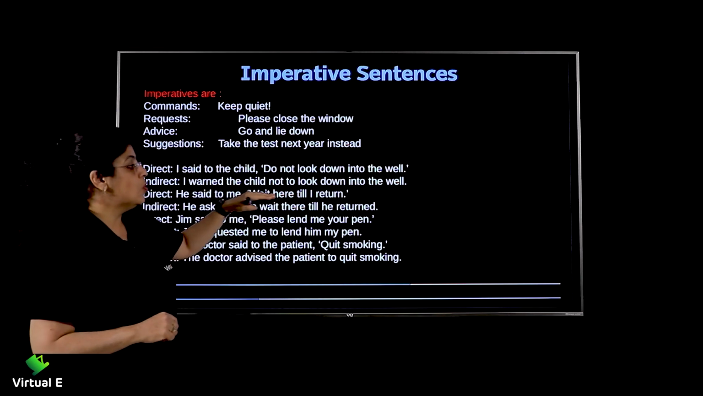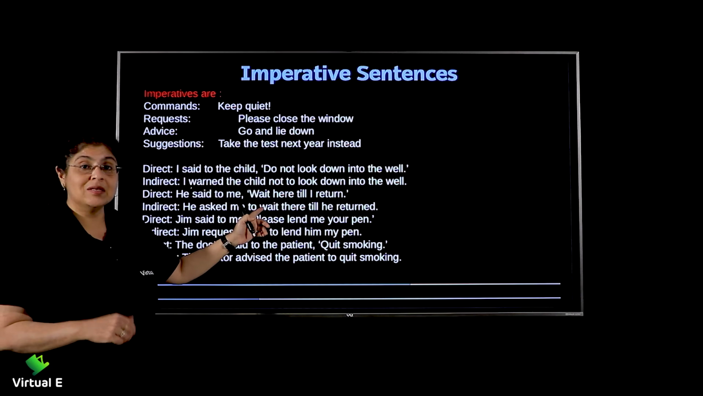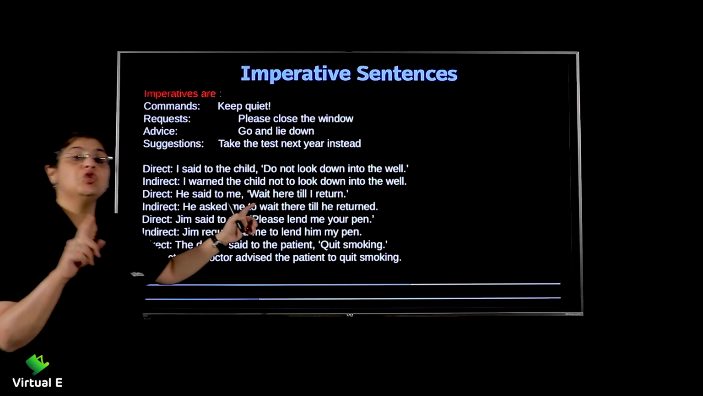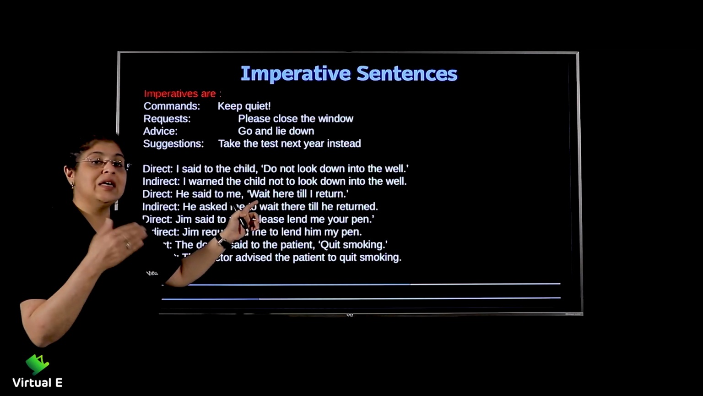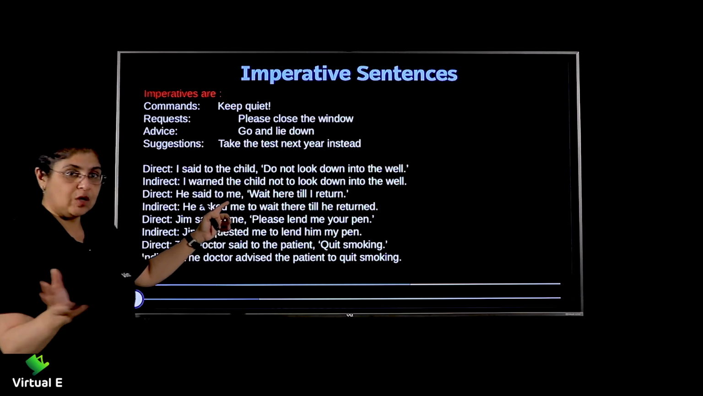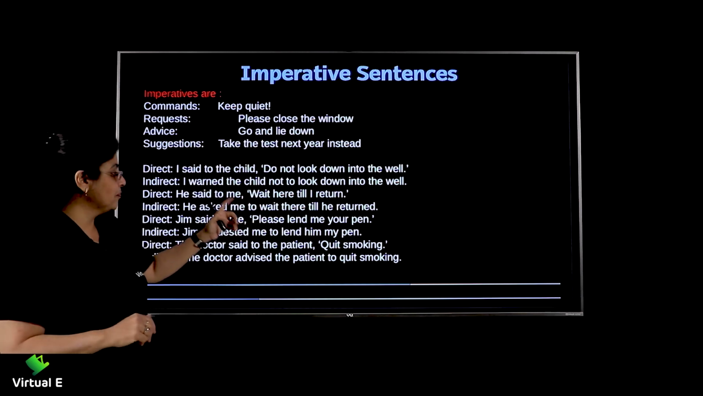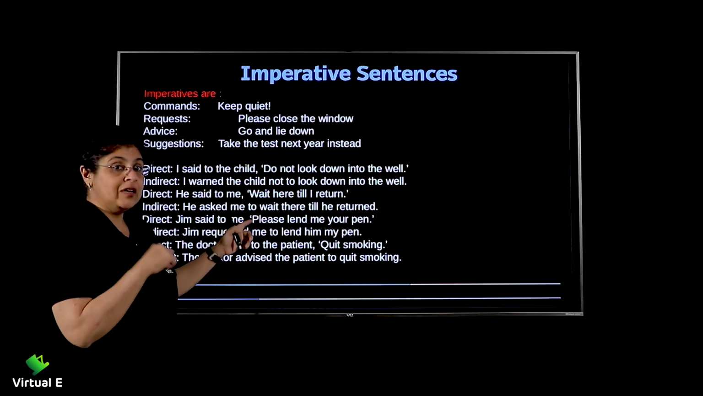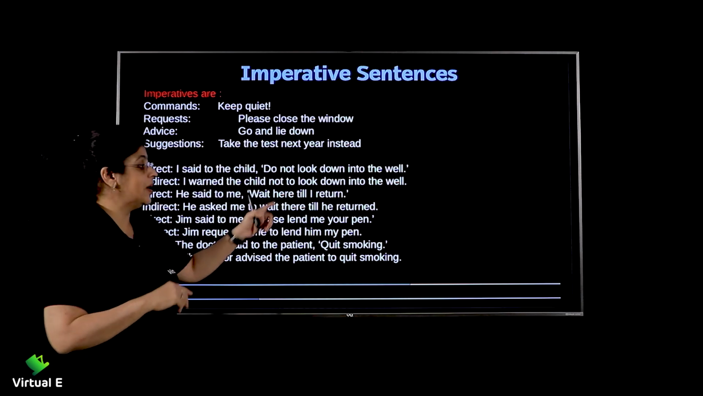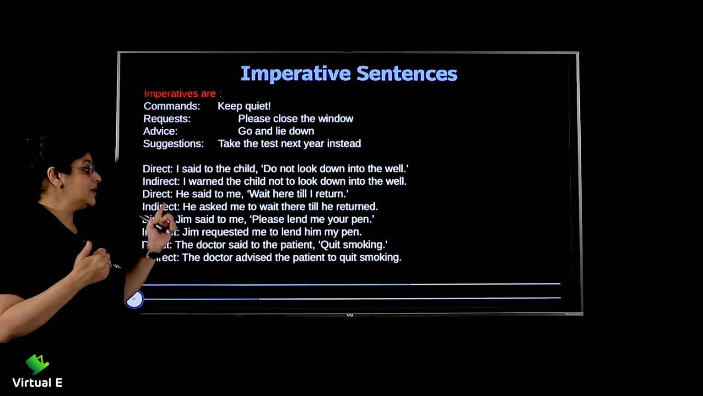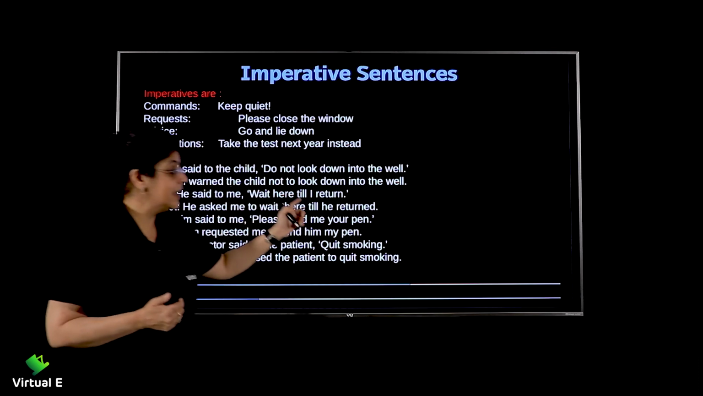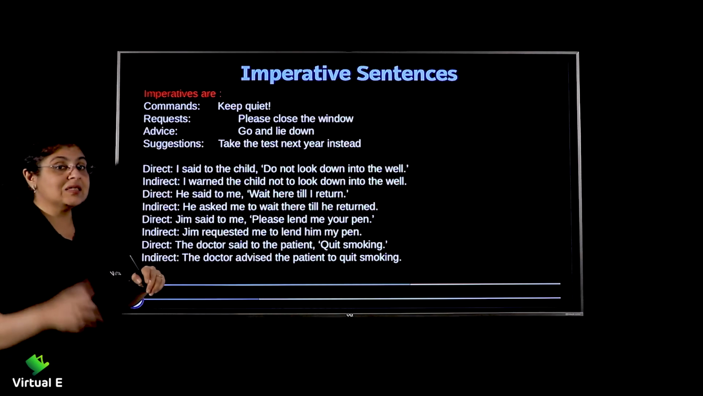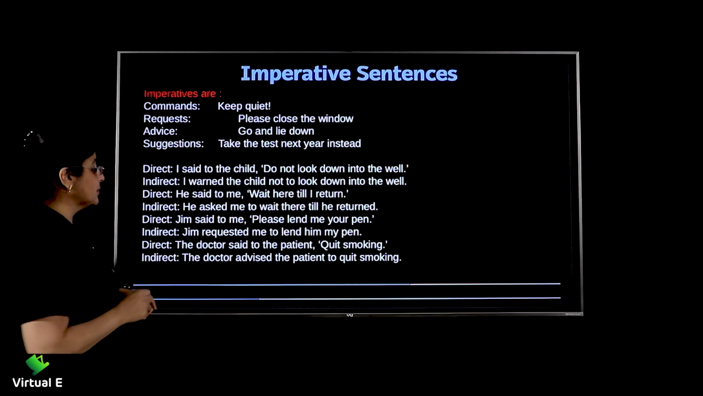"He said to me, wait here till I return." Wait, verb, right? Imperative sentence. So, he asked me to wait. He asked me, he told me, he requested me, anything can come, not a problem. That's not to worry about, okay? He asked me to wait there, to wait. Wait is the verb, so infinitive, to plus verb. To wait there till I return, means who? He. So, till he returned. Present becomes past, right? Please take care of every verb in the sentence.